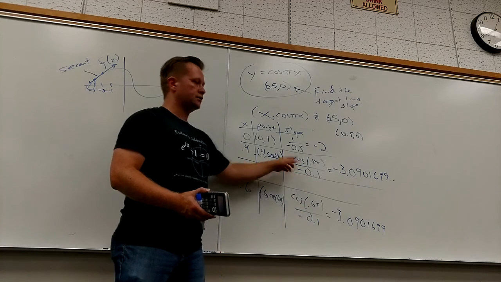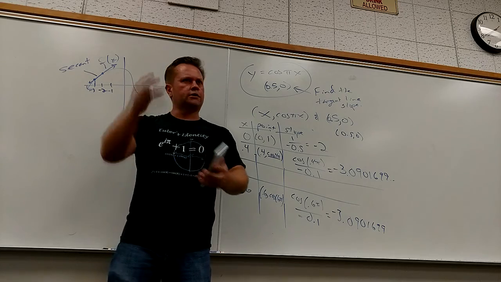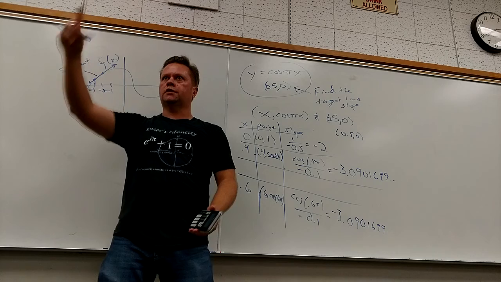Positive 0.1. Why was this negative? Because 0.4 minus 0.5 is negative 0.1. Okay, I like it. Otherwise, it really wouldn't look like it's approaching anything. And this is a nice function. It should be approaching something. Yes?